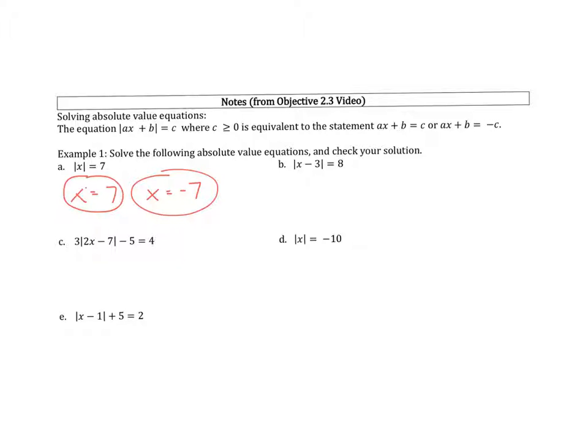So to do that, we're going to take the numbers that we found and plug it back into the original equation. So we're looking at the absolute value of 7. Does that equal 7? And does the absolute value of -7 equal 7? So is 7 7 units from 0? Yes. Is -7 7 units from 0? Yes. Both of those answers are correct.